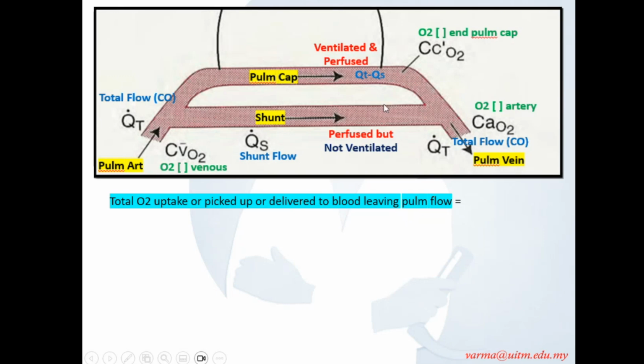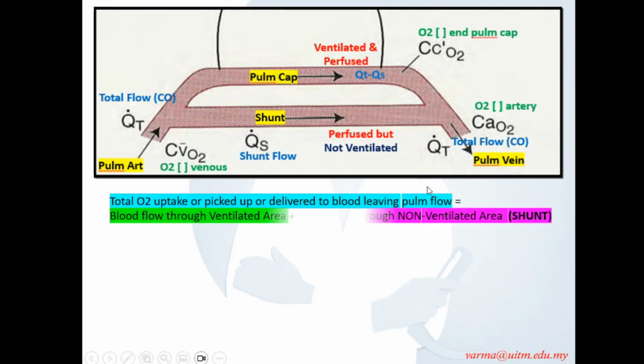Okay, ideally the blood leaving, the pulmonary flow, is equivalent to blood flowing through the ventilated area, this pulmonary capillary, plus blood flow through the non-ventilated area, the shunt. So the total oxygen uptake is whatever oxygen is present here plus the oxygen present in the shunt flow as well. That will be your final oxygen content. Okay, that is being picked up. So how do we calculate?